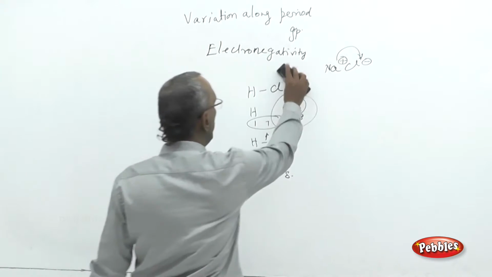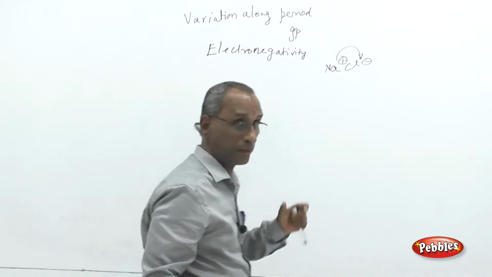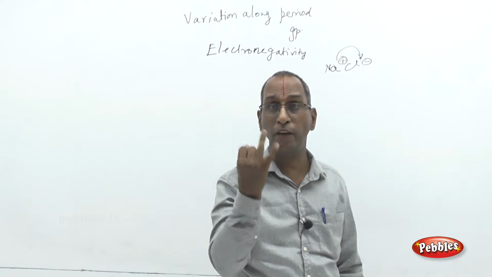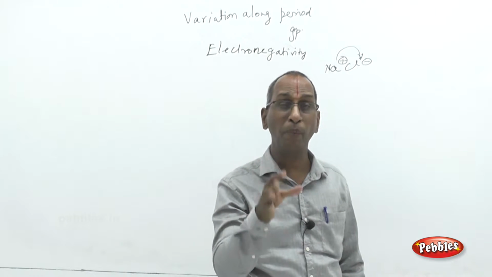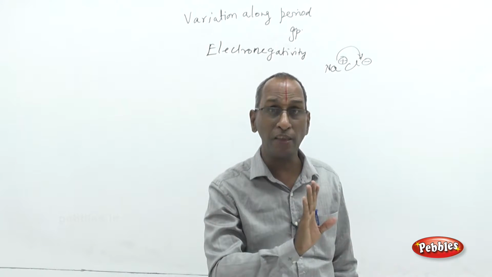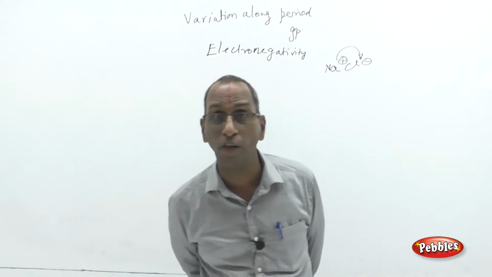So electronegativity is a qualitative term, unlike the other two terms, ionization energy and electron affinity or electron gain enthalpy, which are energy terms. But electronegativity is not an energy term. It is called a power term. It is the power of attraction.